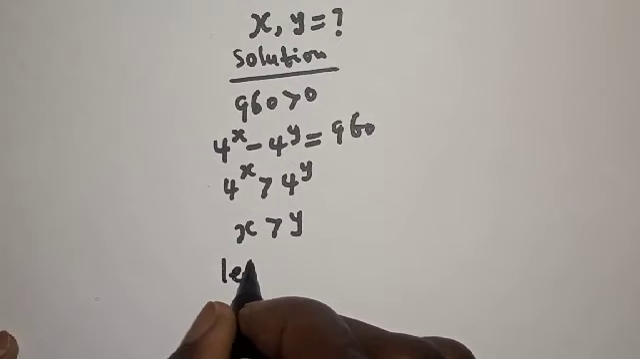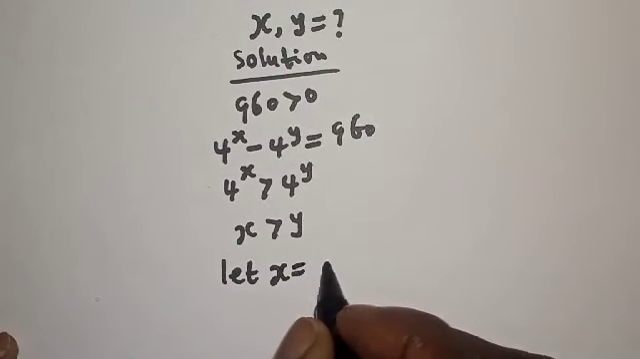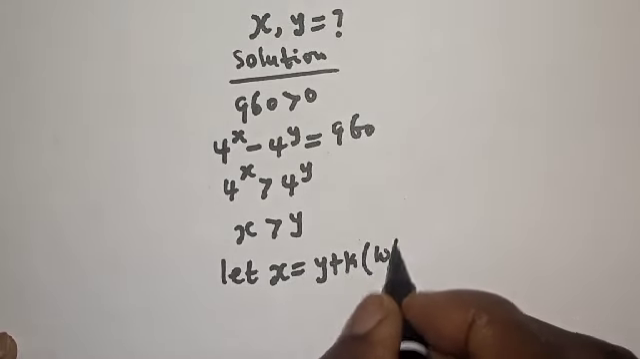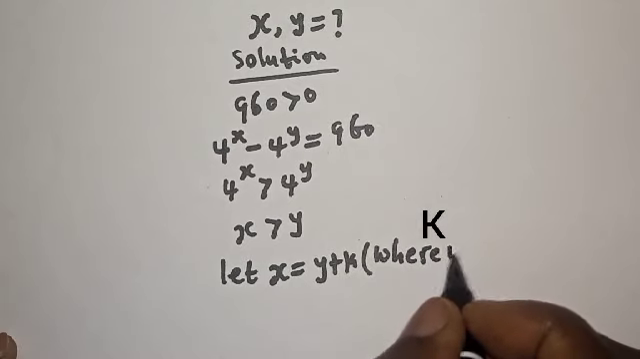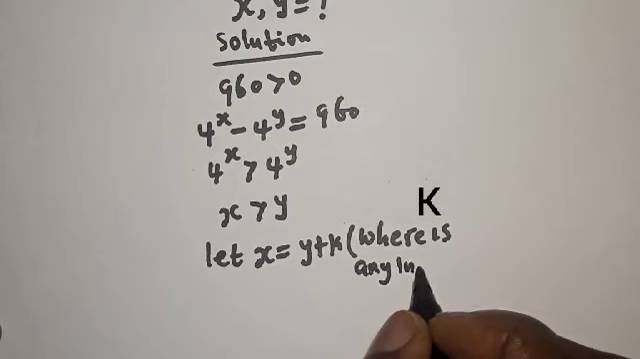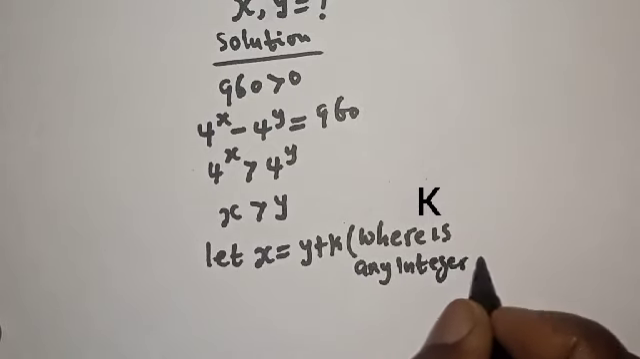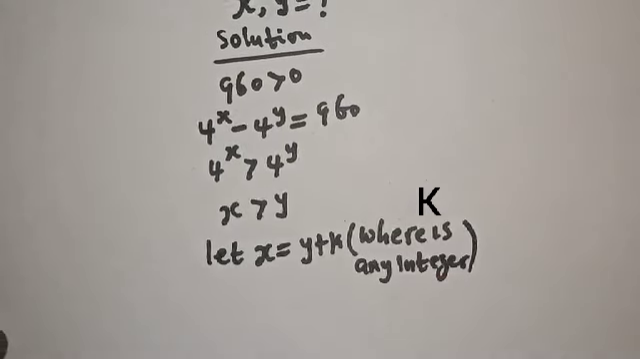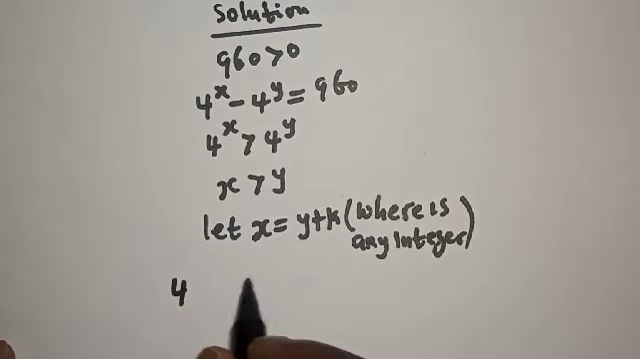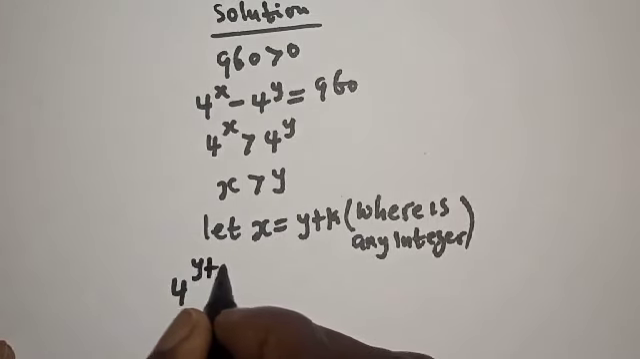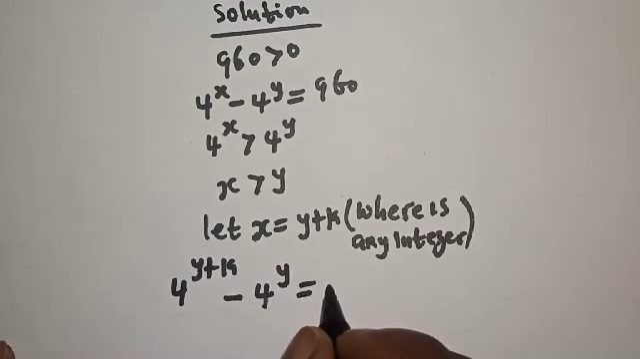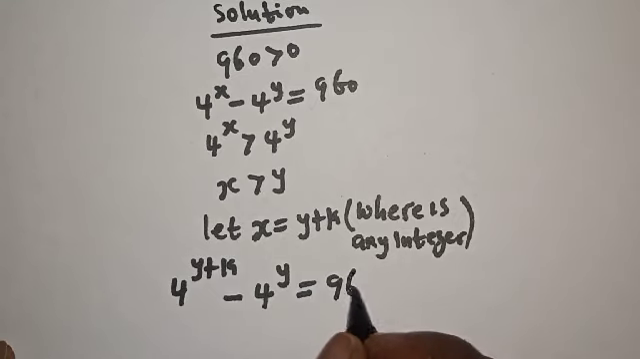Let x is equal to y plus k, where k is any integer. We have 4 raised to the power y plus k minus 4 raised to the power y is equal to 960.